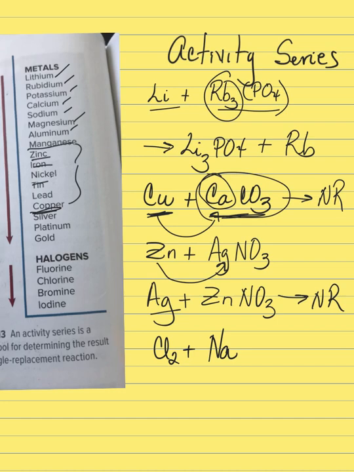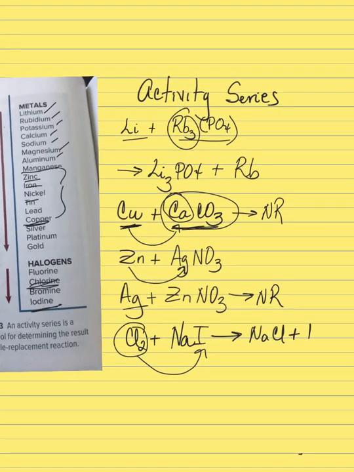Sodium iodine. What's going to happen in that case? The chlorine, look at the chlorine, is more active than the iodine. So it's going to replace, NaCl plus... iodine is going to be displaced or replaced in that single displacement reaction.